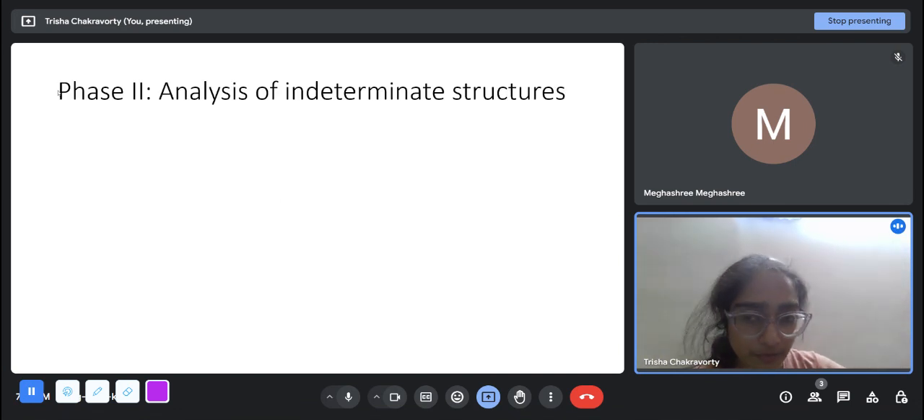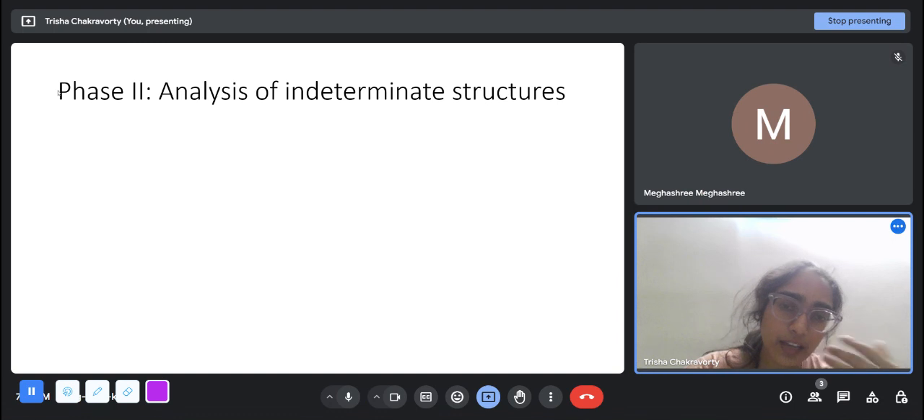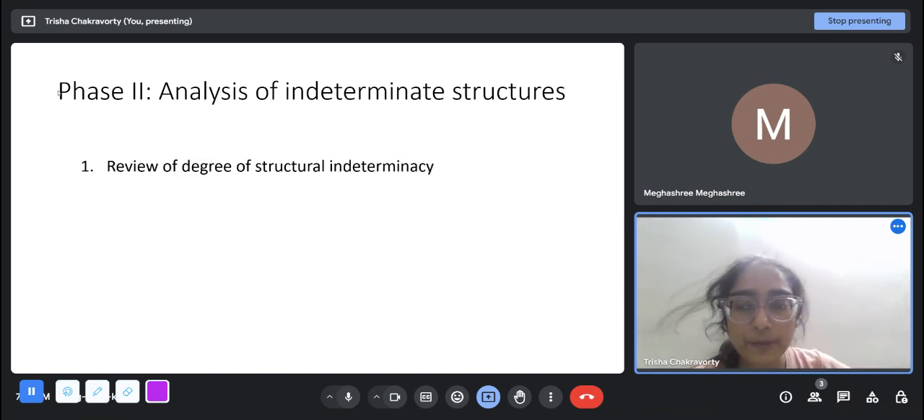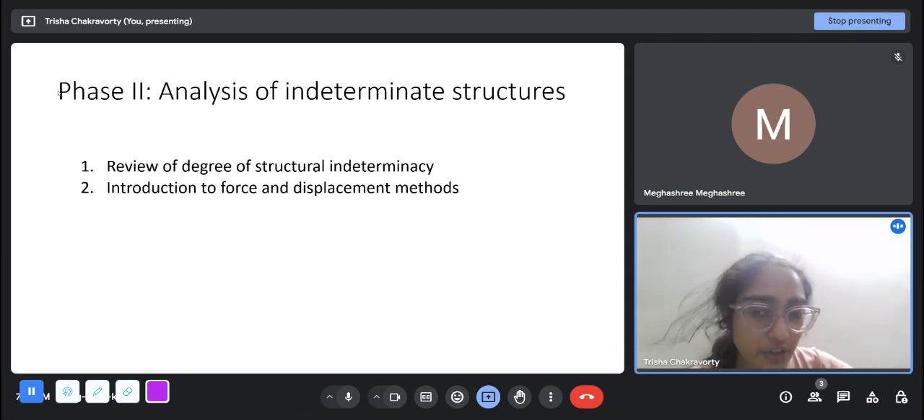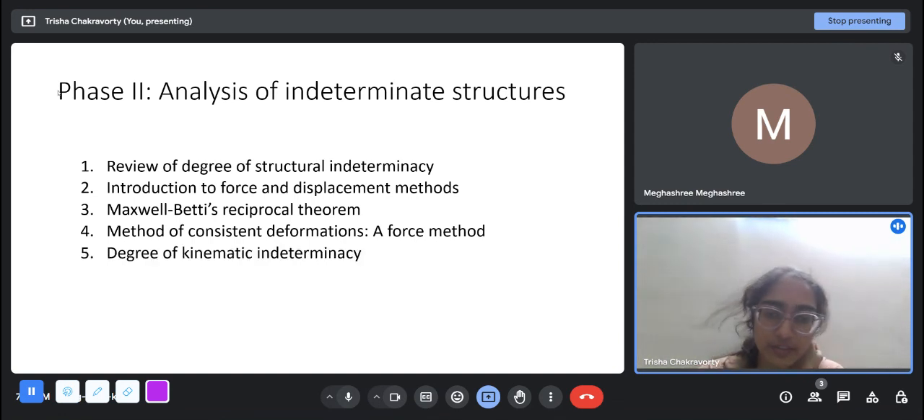Now, from week 7 onwards, we moved on to the second phase, that is the analysis of indeterminate structures. As I said before, all real world structures are indeterminate, because the more degrees of indeterminacy you have, the safer the structure is. We cannot rely on just a determinate structure where even if one support fails, the entire structure will collapse. The number of extra support reactions, or the number of extra members we have inside a truss, are the degrees of indeterminacy, and they make a structure safer. So we reviewed degree of structure indeterminacy. We were introduced to force and displacement methods, Maxwell-Betti's reciprocal theorem, and method of consistent deformation, which is a force method.